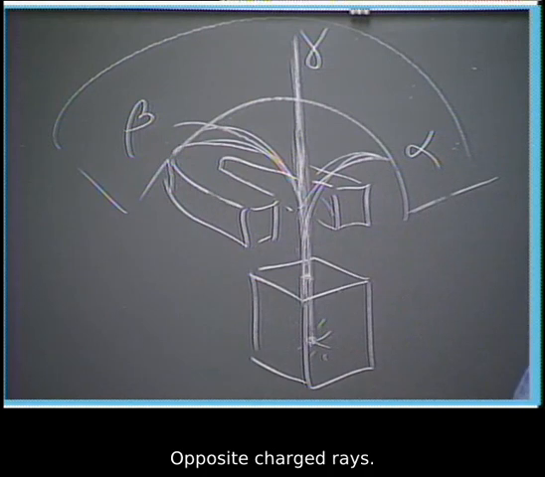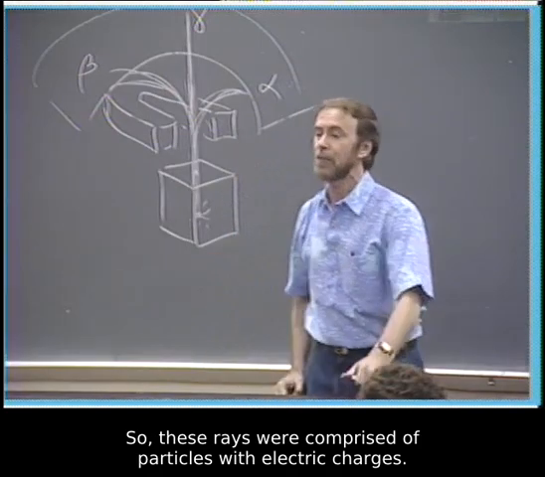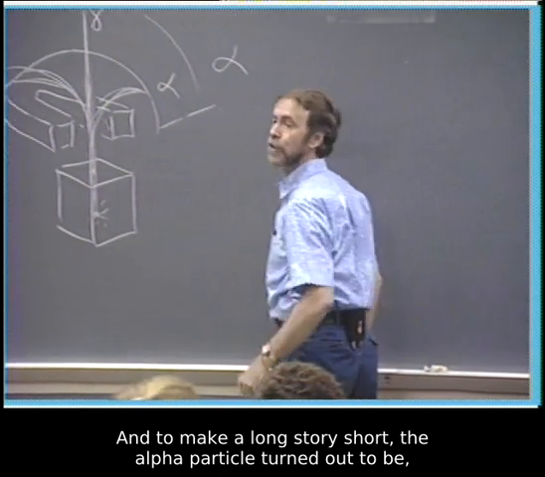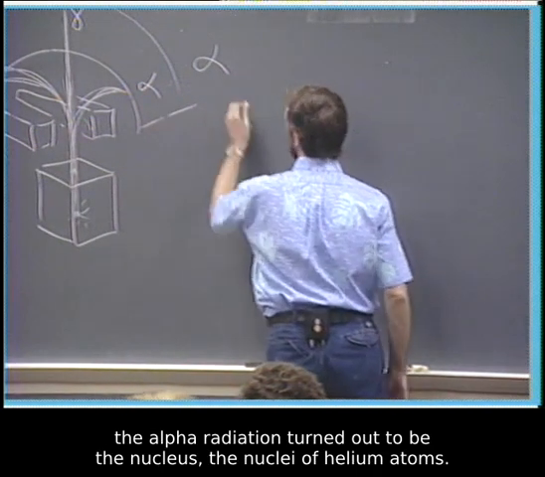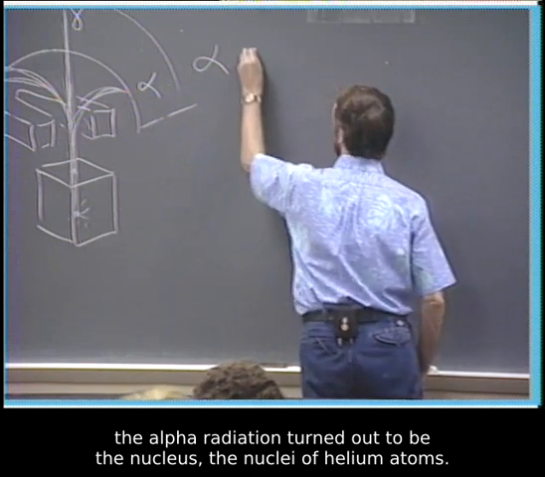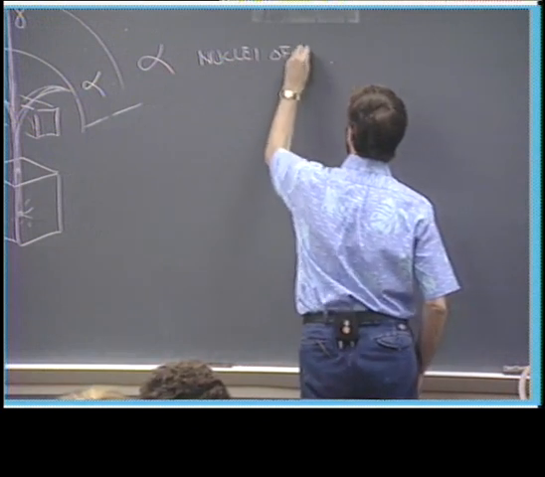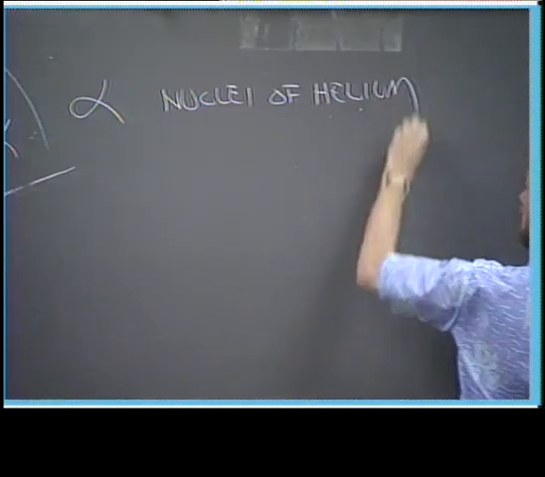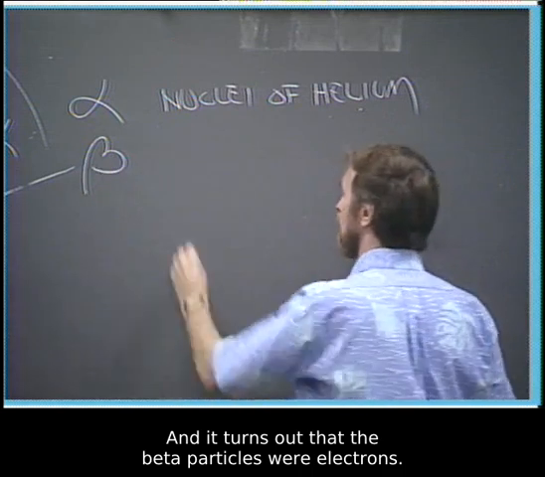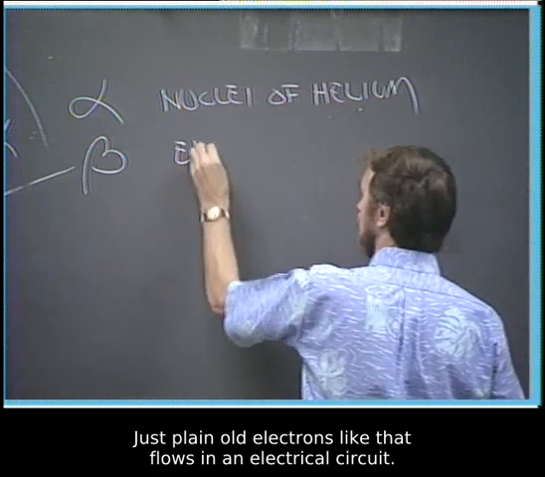So alpha rays are charged one way, and beta rays are charged the opposite. Opposite charged rays. So these rays were comprised of particles with electric charges. To make a long story short, the alpha radiation turned out to be the nuclei of helium atoms. And it turns out that the beta particles were electrons. Just plain old electrons like that which flows in an electrical circuit.